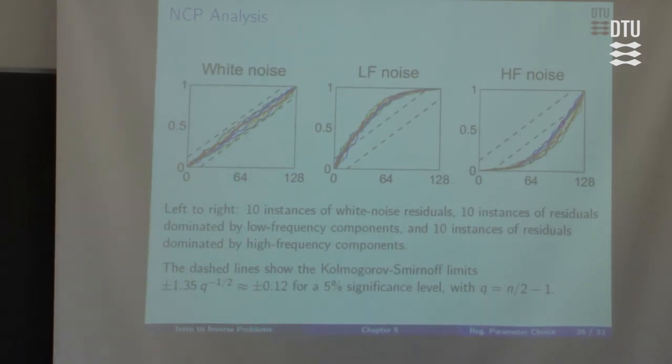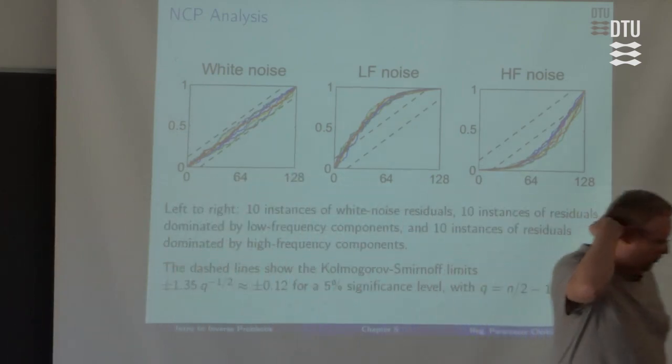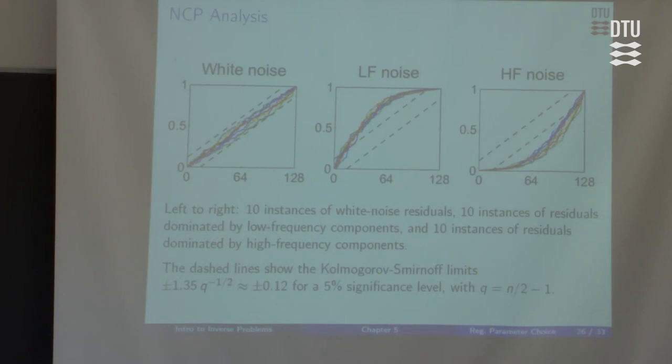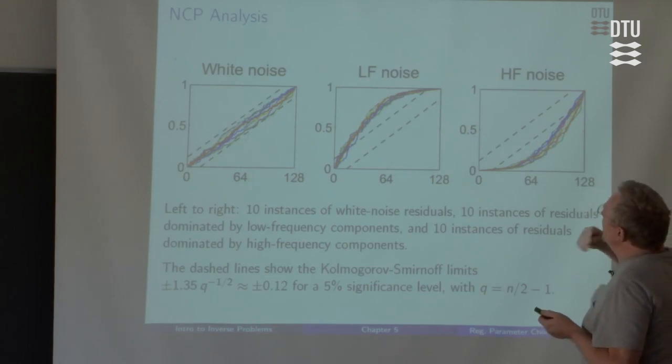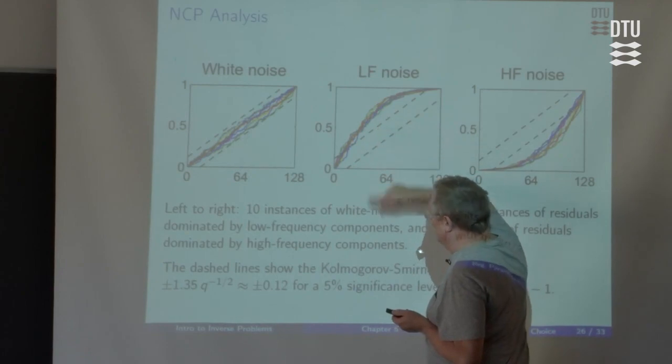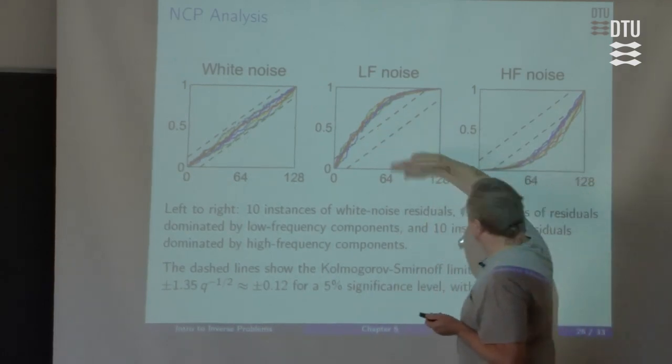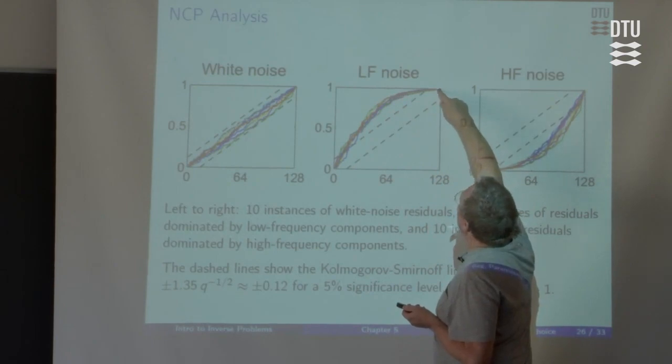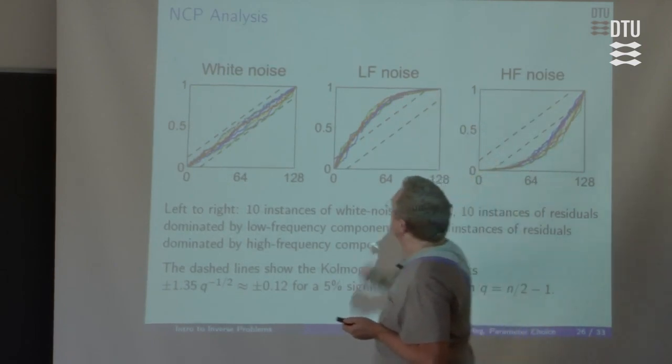Just to see what happens when it's not white, let's look at these Ncp vectors for the case where the residual is dominated by low frequency noise and high frequency noise. So in the plot here in the middle, this is what happens to those curves when we have low frequency noise. I think that's sometimes called pink noise. And then we see these curves increase rapidly, go way outside the Kolmogorov-Smirnov limits, and then come back because they all have to end up at that point there at 1, of course.